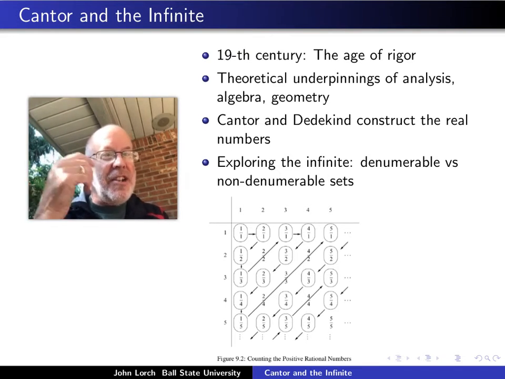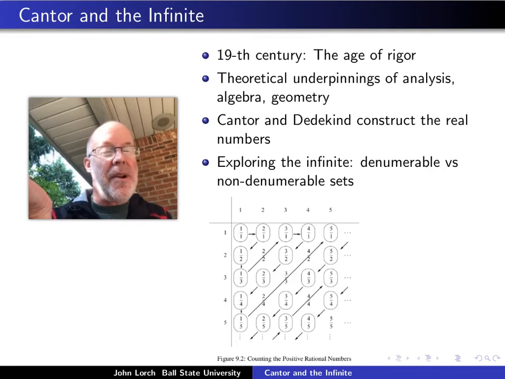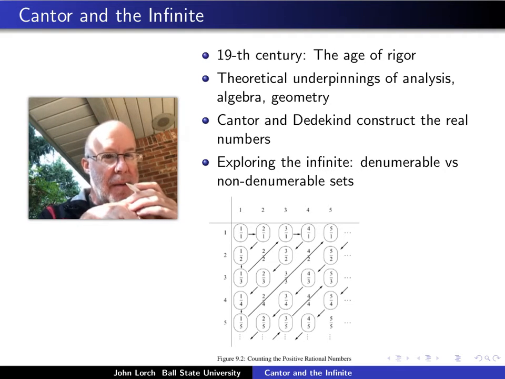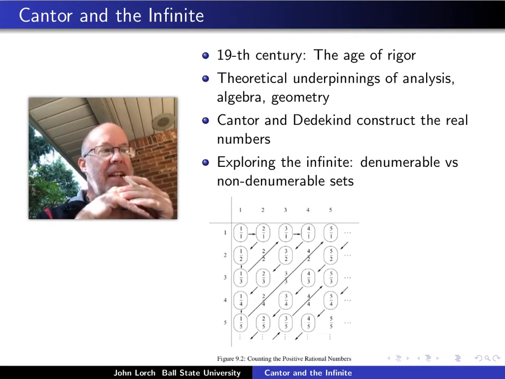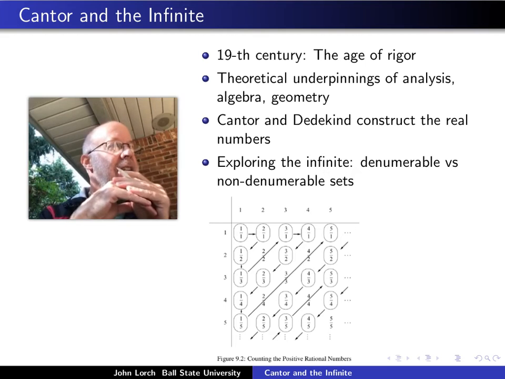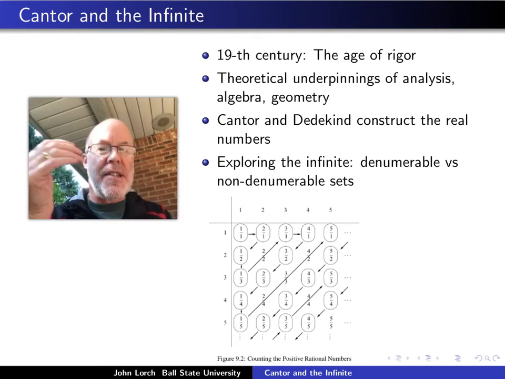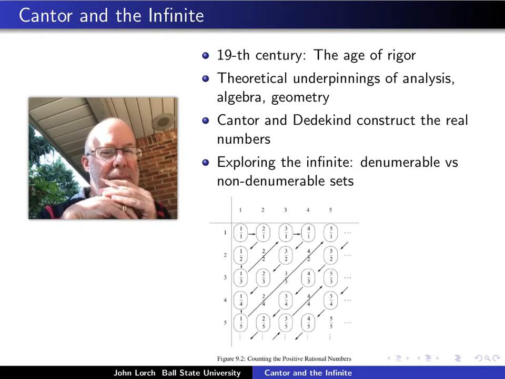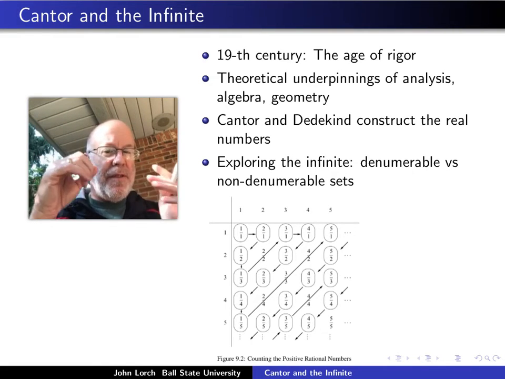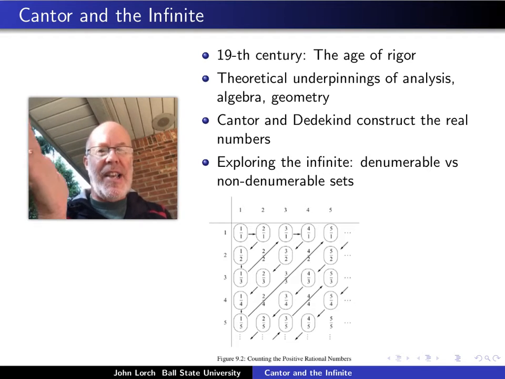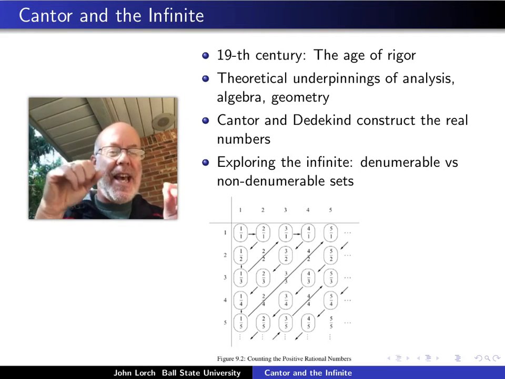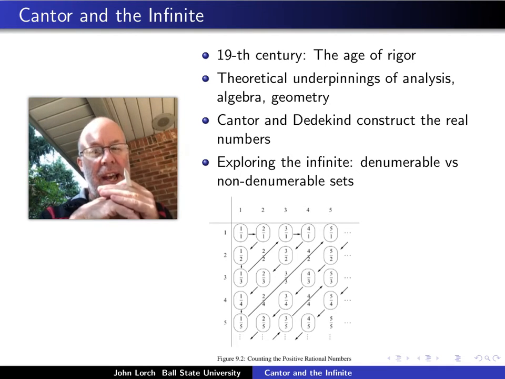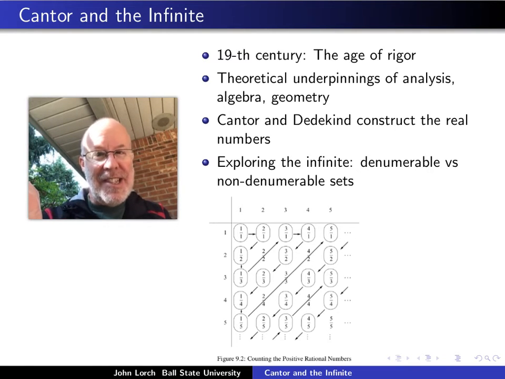And there were some 19th century mathematicians by the name of Cantor and Dedekind who both made theoretical constructions of the real numbers. And in the course of those investigations, Cantor specifically investigated our notions of infinity, and was able to stratify sets into two categories. So there were denumerable sets, that is, ones where you can sort of list the elements, and non-denumerable sets. And those are sets where you can't list the elements.